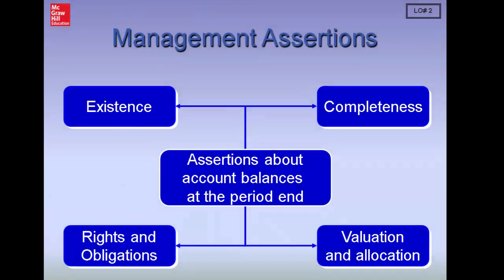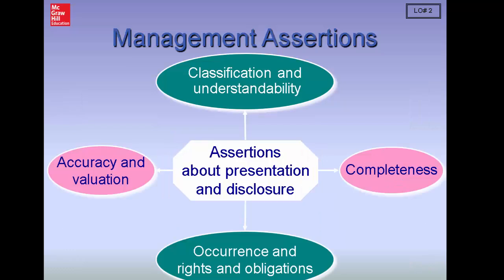Valuation, allocation, think about accounts receivable. Accounts receivable is the net accounts receivable. What's being reported on the balance sheet relates to its value, and its value relates to the value that we are setting up in our contra account of the allowance for doubtful accounts. And then finally, we have assertions related to presentation and disclosure. Accuracy, occurrence, rights and obligations, completeness, classification, and understandability.